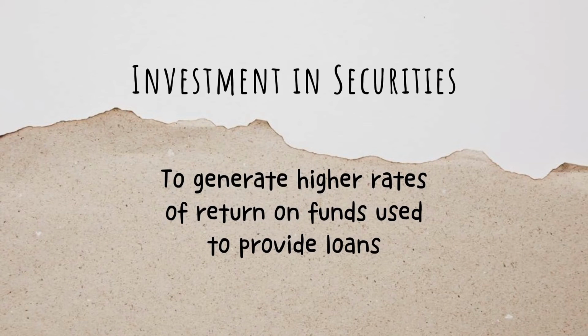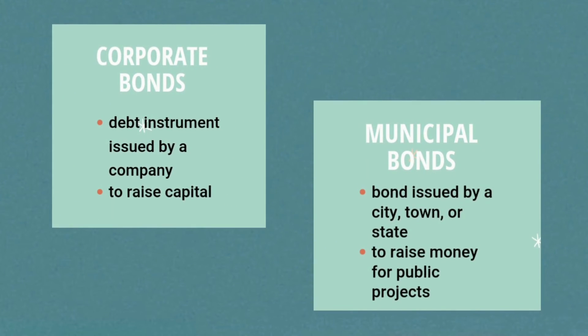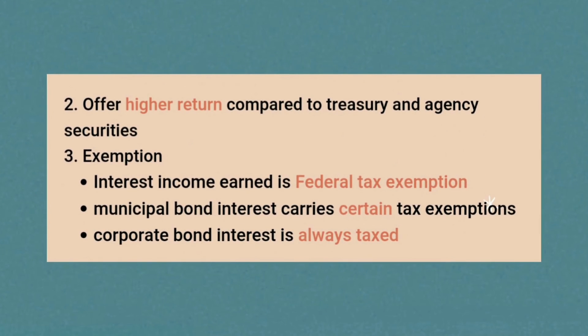Investment in securities is one of the bank's uses of funds. It helps in generating higher rates of returns of funds to provide loans. We'll be focusing on corporate and municipal bonds. Corporate bonds are debt instruments issued by a company to raise capital, while municipal bonds are issued by a city, town or state to raise money for public projects. Both of the bonds offer high return, and they also have tax exemption as stated.